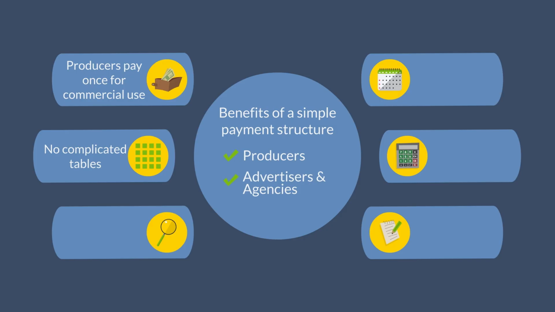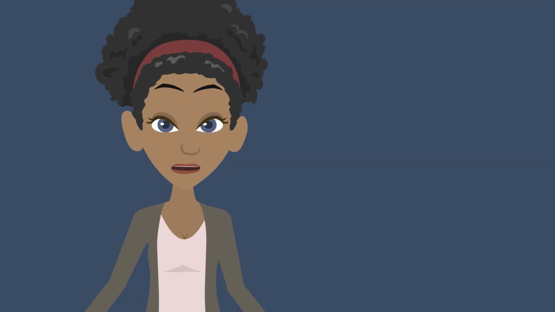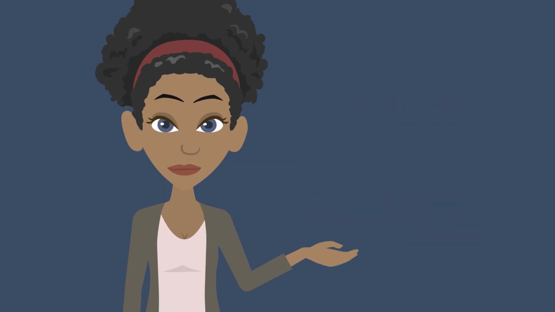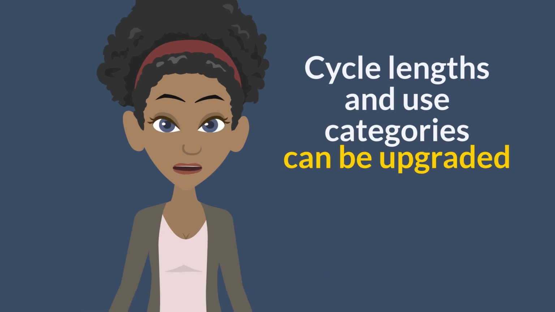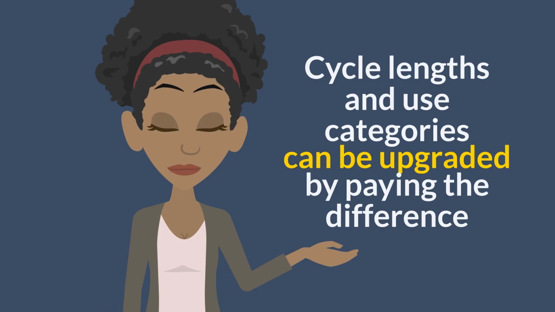For advertisers and agencies, flat fee per cycle rates across media types enable clarity and predictability of costs for budgeting. And for performers, the flat fees based on media type keeps compensation predictable, easy to calculate, and requires less manual tracking. So what happens if an advertiser wants to increase the cycle length or upgrade a use category during a cycle? Cycle lengths and use categories can still be upgraded during an active cycle by paying the difference in rates between use categories or cycle lengths.